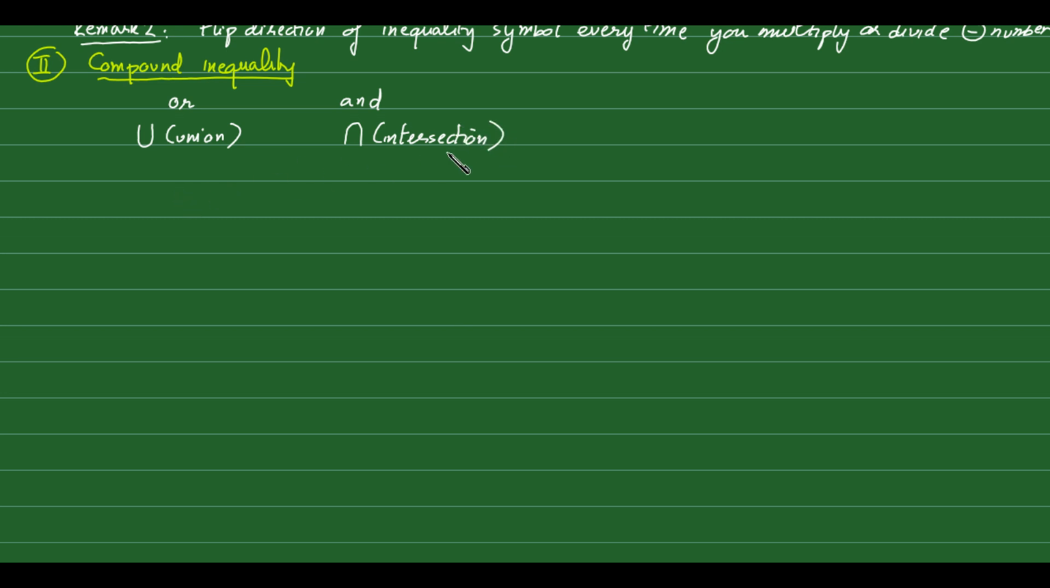So we need to understand what union is and what intersection is. Union means that you take all the shaded part. Okay, and for intersection, you just take the shaded part that they share in common.